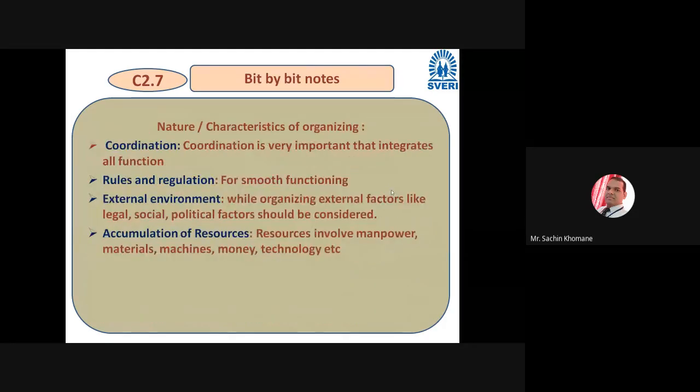Getting? Now the next characteristic is coordination. Coordination in organizing is very important because it integrates all the functions. This is also an important characteristic of organizing.